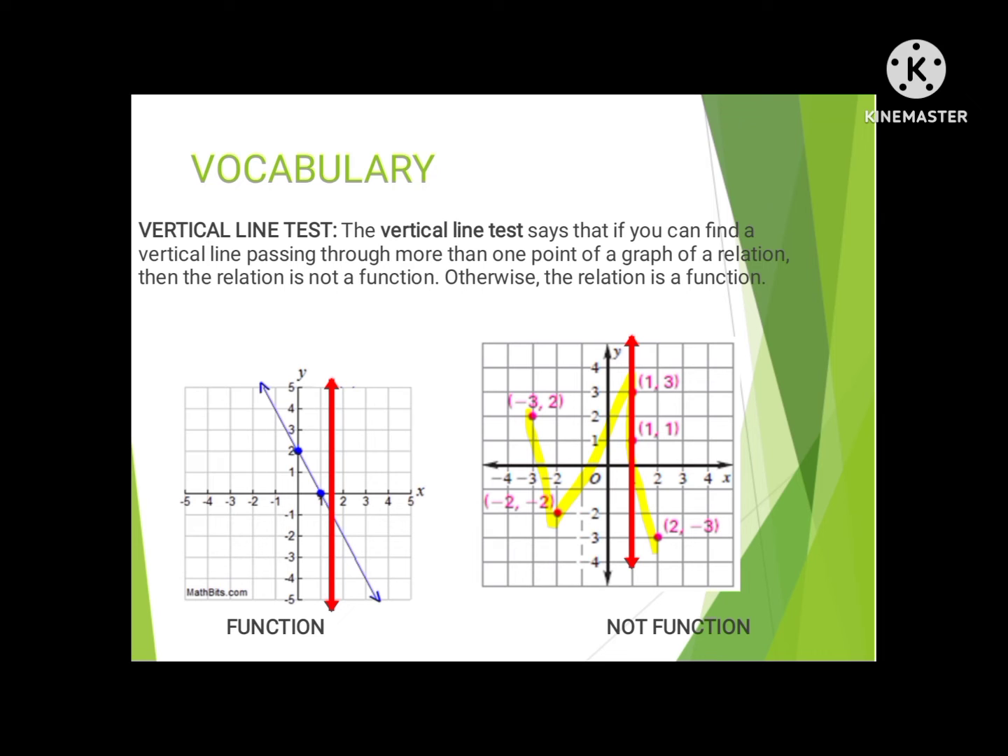Let's take a look at the image on the right side. I drew a red line to represent the vertical line. We can see here in the right side image that the red line only hits one point. So this relation is a function. The second image on the left side, we can see that the red line hits 2 points, which makes it not a function.